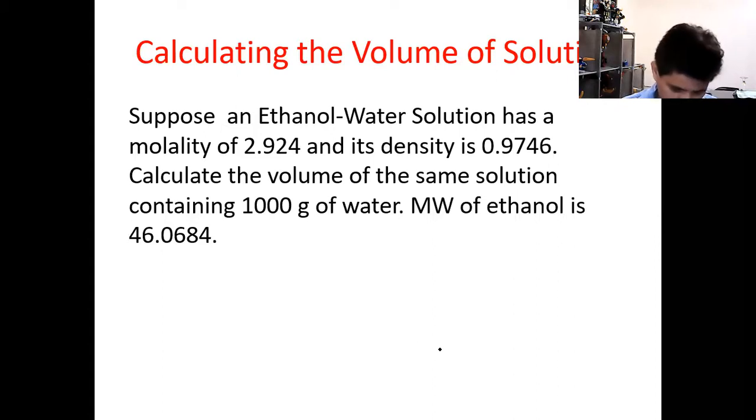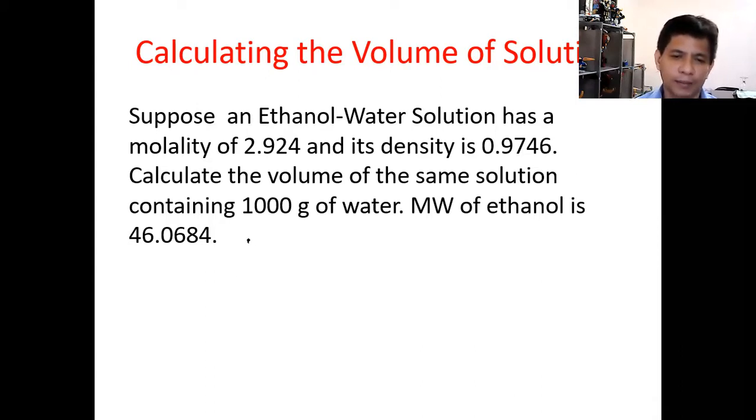Okay, so basically, first we're going to calculate the mass of the solution. Then we're going to use the density to calculate the volume of the solution. So let's calculate the mass first. If this is the molality, and we're considering 1,000 grams of water, it means this molality is automatically equal to the number of moles of ethanol.